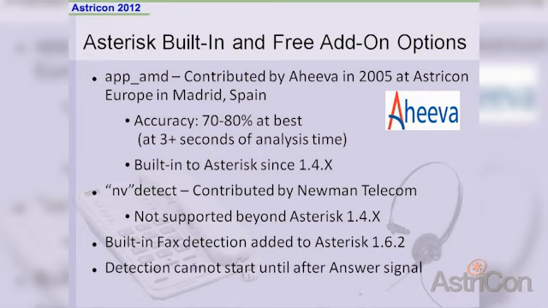At AstriCon Europe, they released for free App AMD, which is a plug-in module that was created to do answering machine detection within the framework of Asterisk. Now, of course, it is only post-answer, doesn't do CPA at all, and we've never been able to get more than 80% accuracy out of it, and that's usually at about 3 seconds or higher analysis time. We have clients that do use it, usually because of the high false positives. You know, it's up to 20% false positives of humans that are detected as answering machines. It's not a good idea to use it.